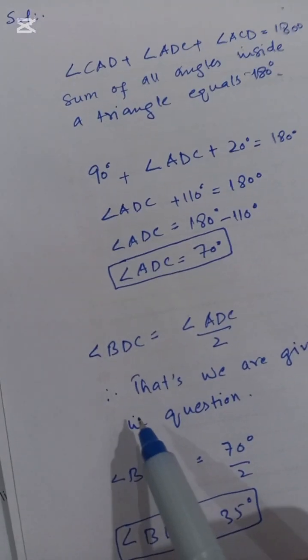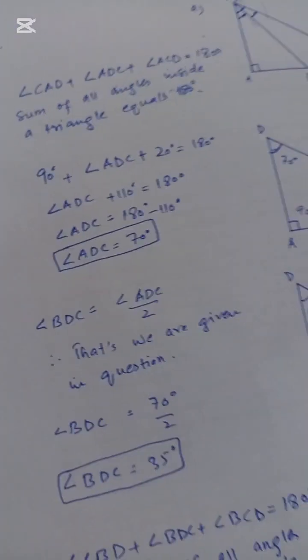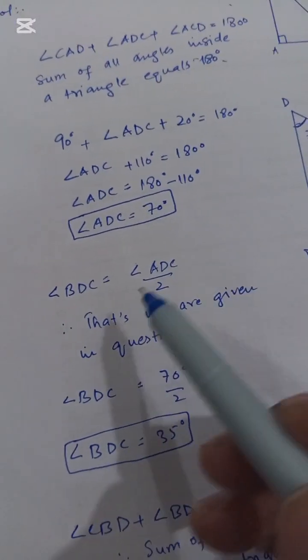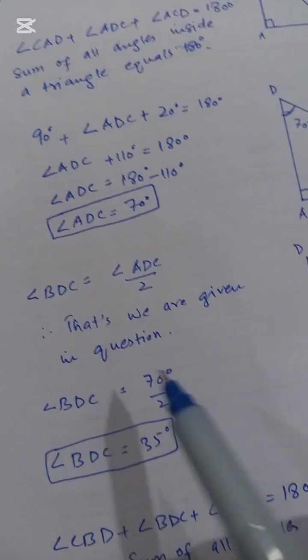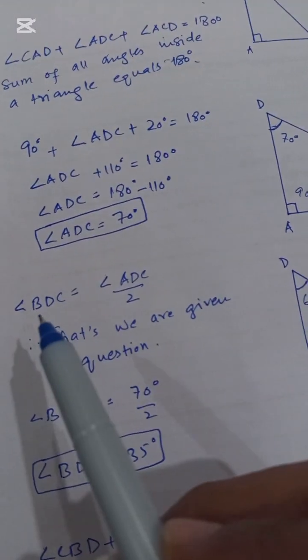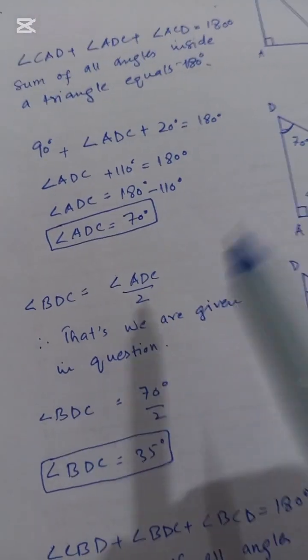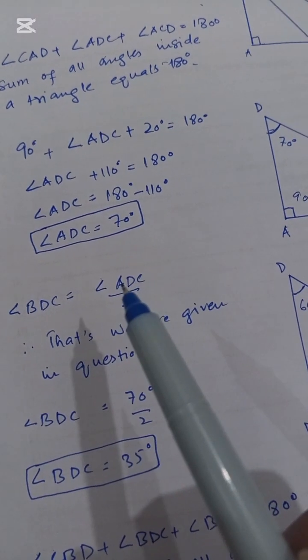Then again I have to mention the reason why. Because if you solve this question and a new person comes and reads your paper, whatever you have done, he won't know why you did so if you don't mention the reason. He will get confused, right? So what you have to do is mention the reason for whatever you do. So the reason is because this angle equals half of it, because we are given it in the data. The data says that angle BDC is half of angle ADC, right?